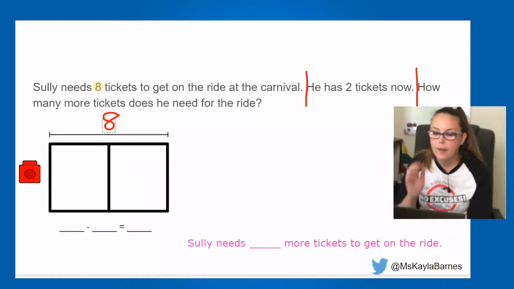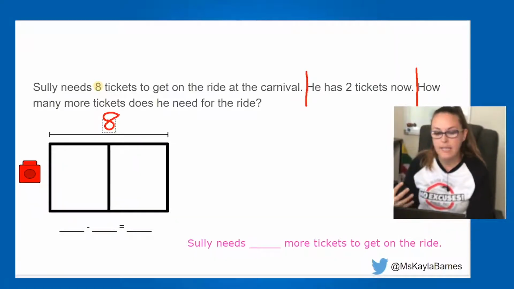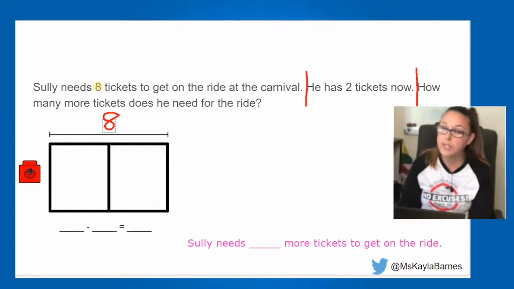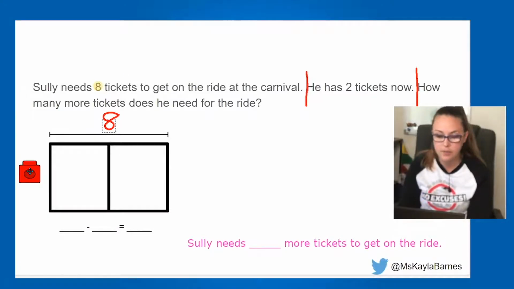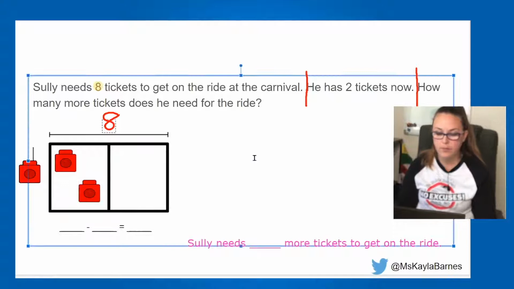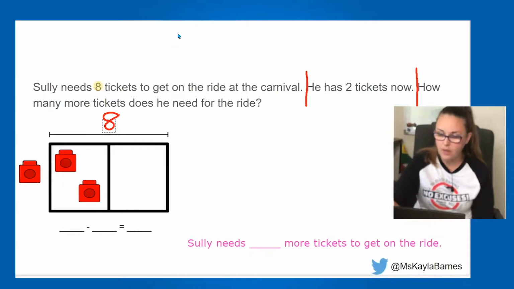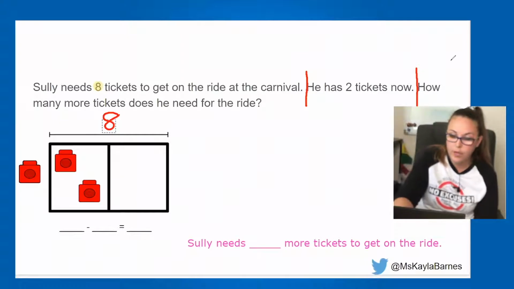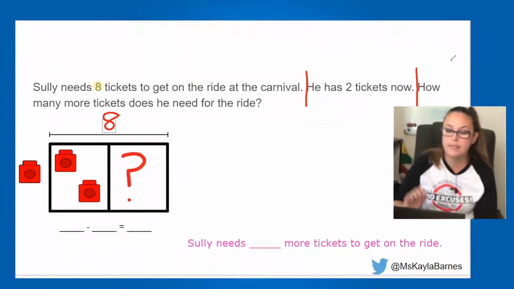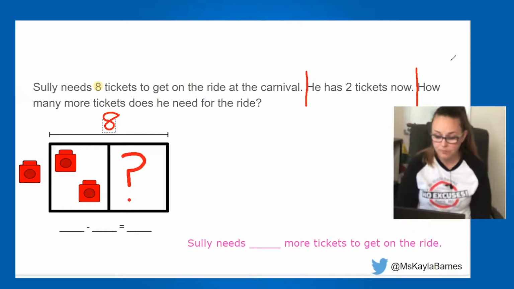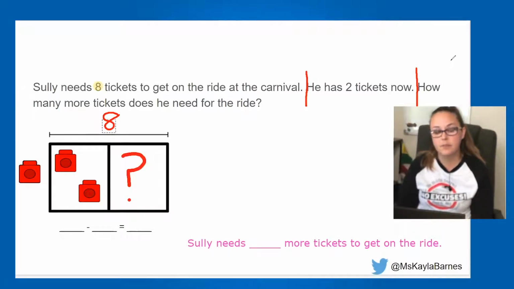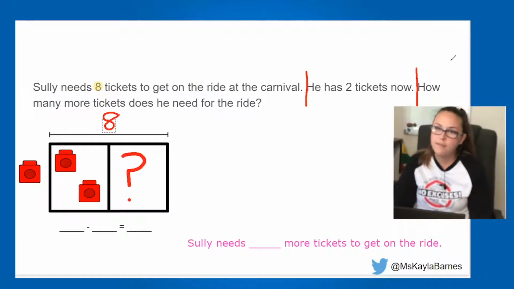Tell me, how do I model the 2 tickets that Sully has right now? Well, that's pretty easy on a part whole map. I'm going to take the connecting cubes and we'll just drop 2 on the left side of our part whole map. Now that represents Sully having 2 tickets right now. How many tickets does he need in order to get on the ride? Well, we don't know, so we're going to put a question mark in this side of the part whole map. You'll see that there's space for a subtraction sentence right below the part whole map. We're going to come back to that later.